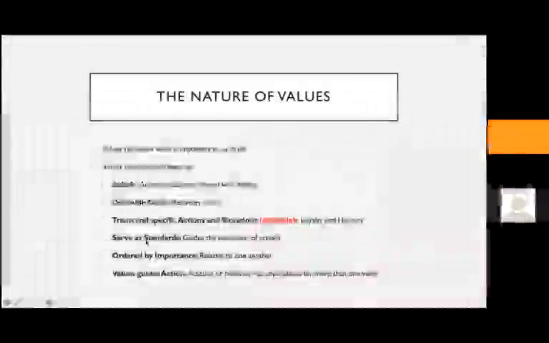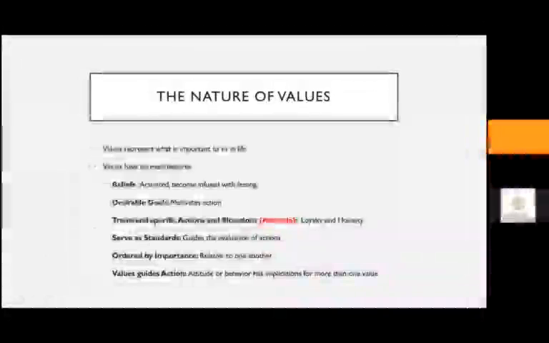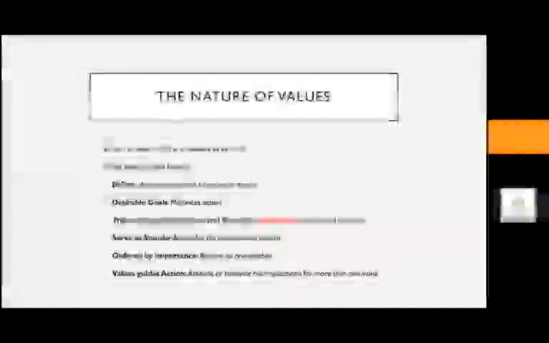The fourth major feature is that a value serves as a standard. It guides the evaluations of our actions as individuals and also of groups. What they use as a standard to judge what has been done or what they get to do is their values.